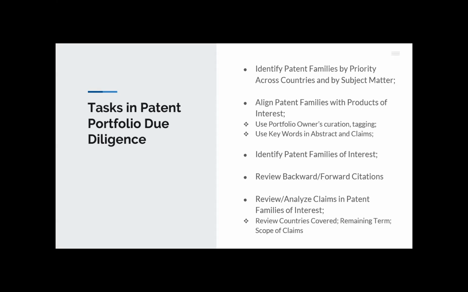This you may be able to get from the target company. If not, your client should be able to provide some information so you can generate keywords, and within that universe of target patents, identify which patent families are of greatest interest. Especially for those families, I do look at backward and forward citations, and I use the Derwent Innovation search engine for this also. There may be other products that can do this, but I use Derwent. And the next step is to review and analyze claims in patent families of interest. This is in particular reviewing the countries covered, the remaining term, and the scope of the claims. Next slide.